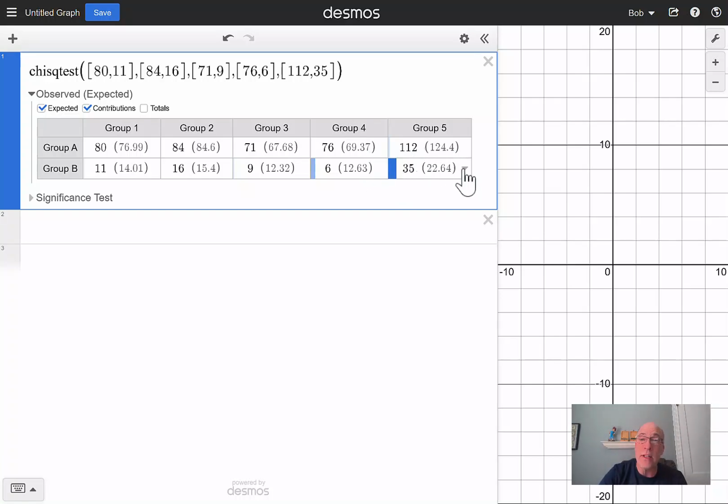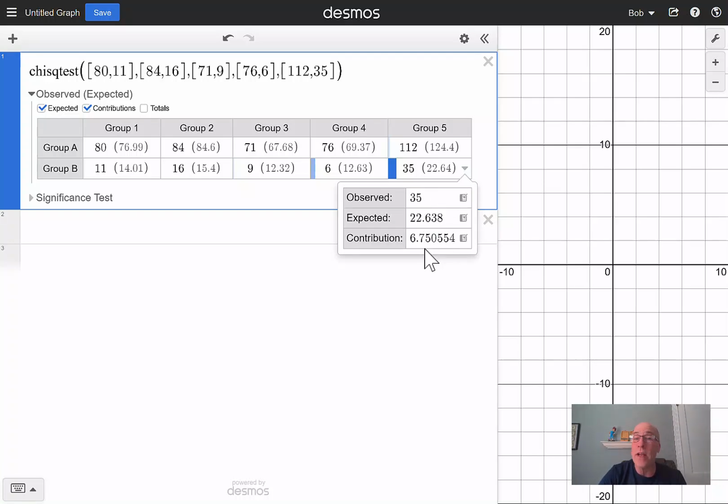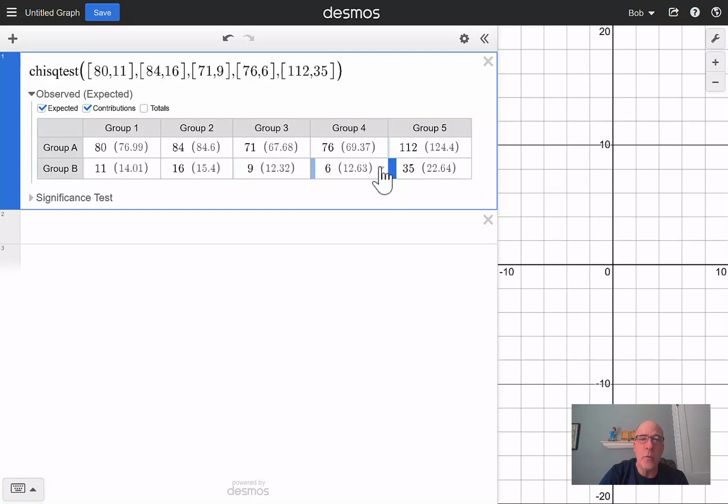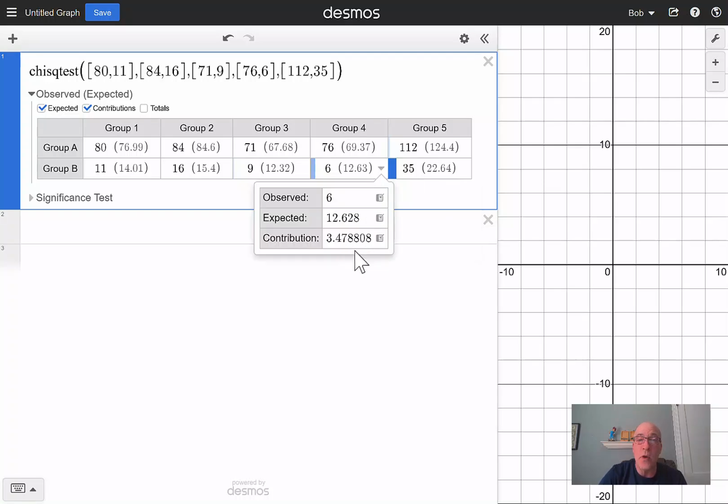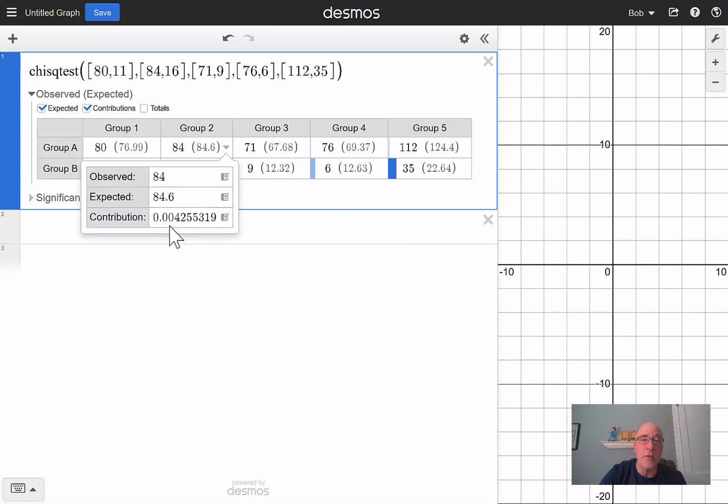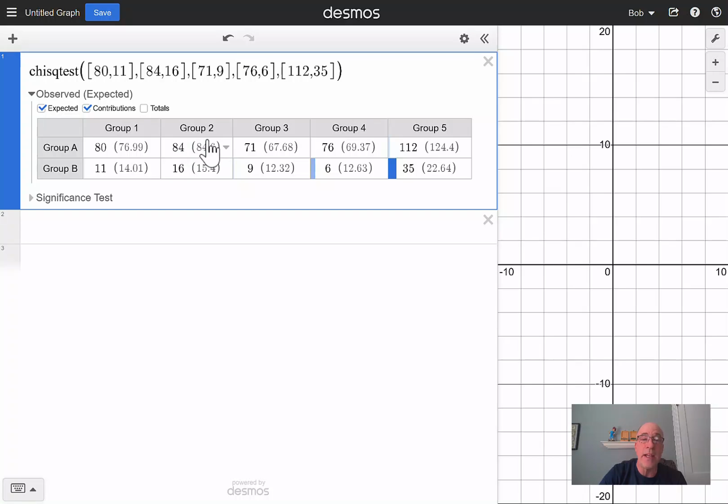Notice that every cell in the table here has these arrows where I can look at more summary data. Observed, expected, and the contribution is 6.75. That's the contribution to the chi-squared statistic. And then this group 4, the contribution is 3.478. And these are much higher than some of the other contributions that we see here. There's 0.0042. And you notice that the observed and the expected are very close to each other. So we're not surprised that those particular cells don't add much to the overall chi-squared statistic.